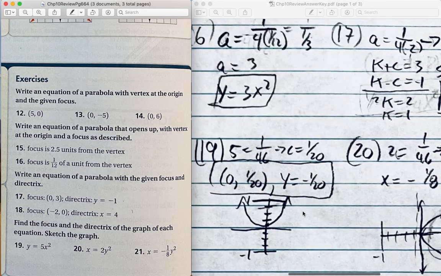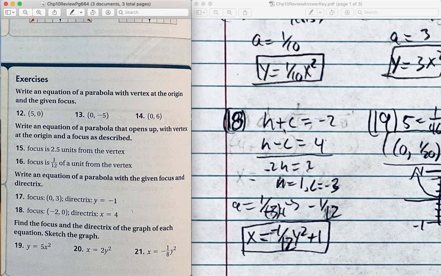Number 18, same thing. Here, instead of it being k, it's going to be h. So you have h plus c equals negative 2, and h minus c equals 4, where this negative 2 is the focus and this is the directrix. So what we're doing is having two equations. The h plus c is from the vertex to the right, and this is from the vertex to the left. The reason we have negative 2 here is because the focus is negative 2. The reason we have 4 here is because the directrix is 4. So it's going to be h minus c because that gives us the directrix, and h plus c because that's our focus.